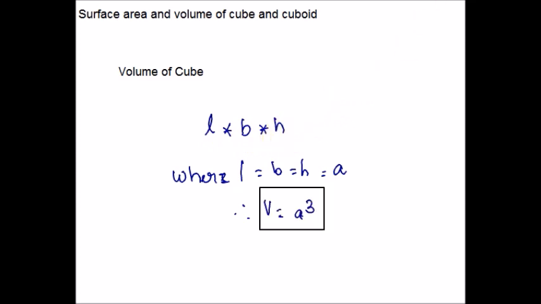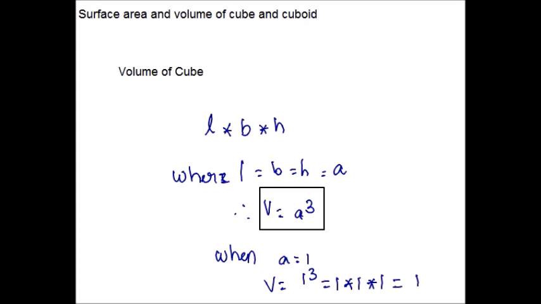Volume of a cube is length times breadth times height. Since in a cube length, breadth and height are equal, the sides can be represented as a. So therefore volume would be a times a times a, which is equal to a cube, where a is the measurement of each side of a cube. Hence the volume of a cube of side 1 centimeter will be equal to 1 times 1 times 1, which is nothing but 1 cube. So volume of a cube of side 1 centimeter will be equal to 1 centimeter cube.